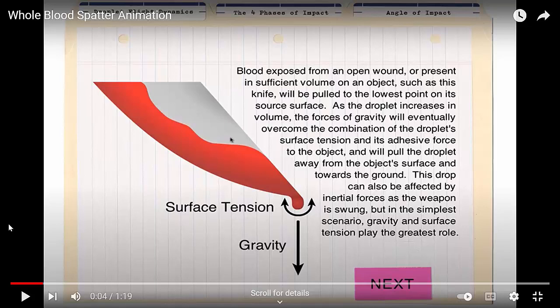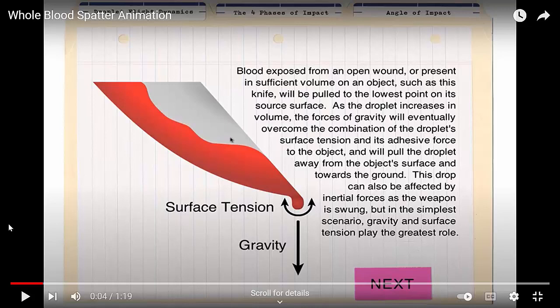As the droplet increases in volume, so as the droplet gets bigger, the forces of gravity will eventually overcome the combination of the droplet's surface tension and its adhesive force to the object. So basically, there's a certain amount of tension that is blood staying connected to blood, and then there's a certain amount of tension that is blood staying connected to the knife itself. And at a certain point, the force of gravity is going to be stronger than the combo of blood wanting to stick to blood and blood wanting to stick to the knife. When that happens, it will pull the droplet away from the object's surface and towards the ground.